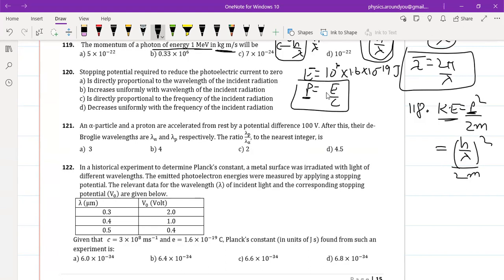So P equal to E by C, you divide this number by 3 into 10 power 8 and you're done. You'll get the answer. That would be question number 119.